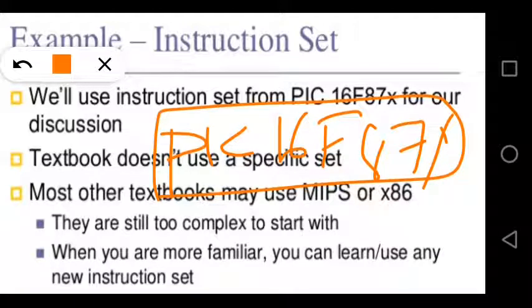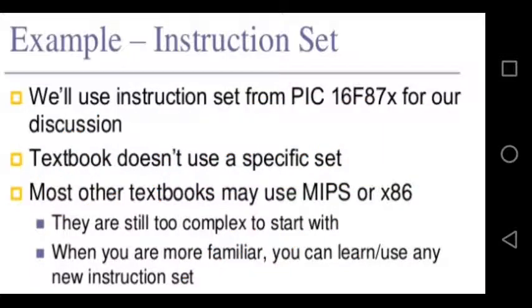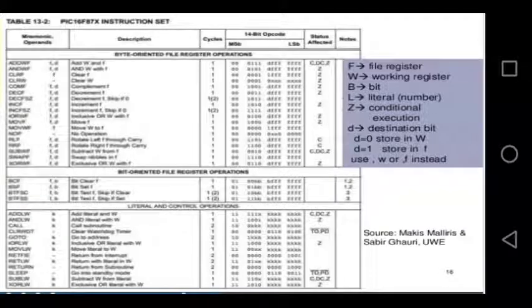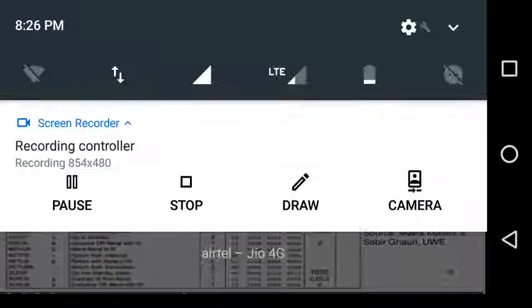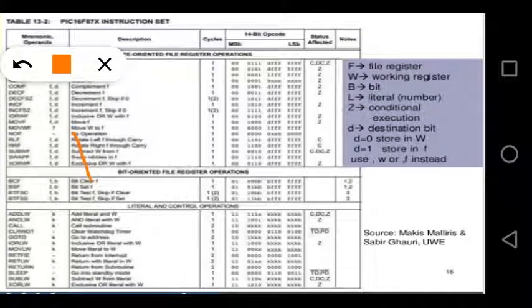So there is also an instruction processor called MIPS or x86. So these are the examples of the instruction which are categorized. We will see an example. First we will see the notation.